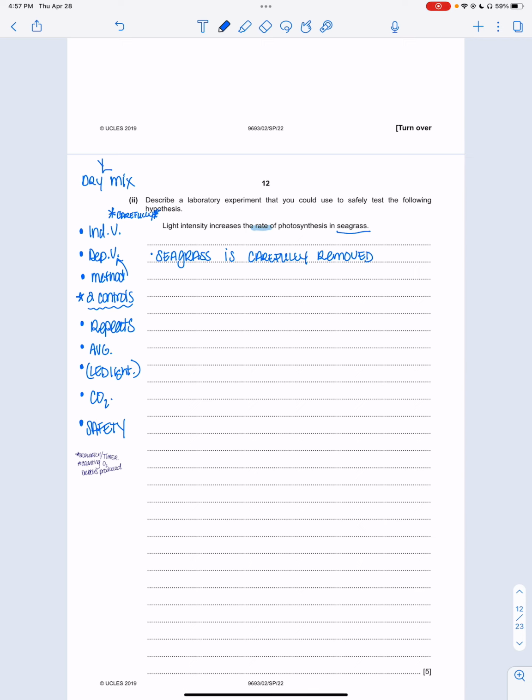There are also examples of this setup, I believe, on YouTube and other places like that. Okay, so it's carefully removed, or you could say the seagrass is kept submerged. So this mark is saying how you're either going to get it or how you're going to maintain it.